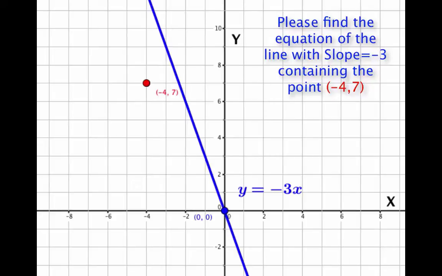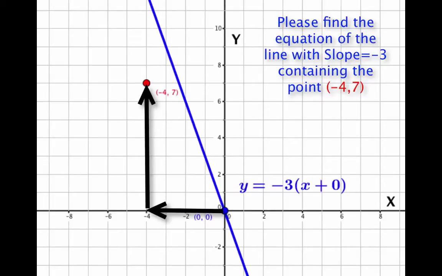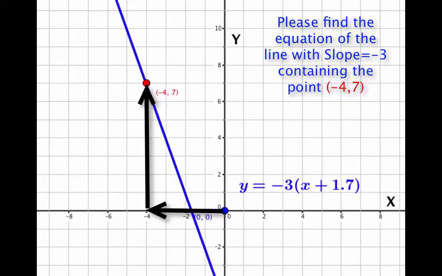And I think the easiest way to make that happen is to take our original graph, which goes through 0, 0, and move it to the left 4 units and up 7 units. Well, we know exactly how to do that. If we want to move our graph to the left 4 units, all we need to do is replace the x in our equation with an x plus 4.